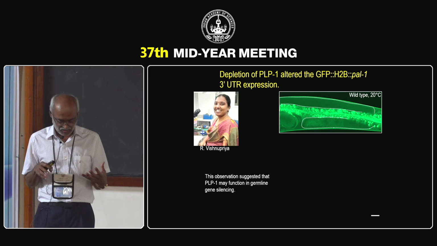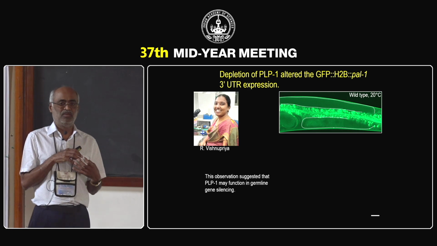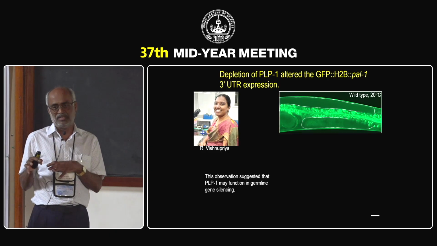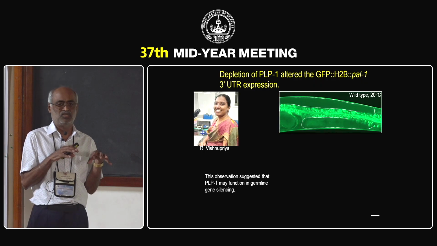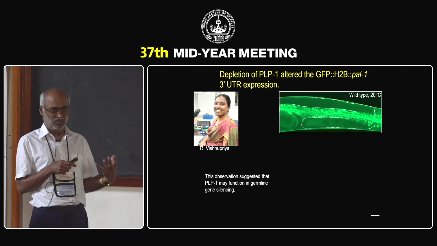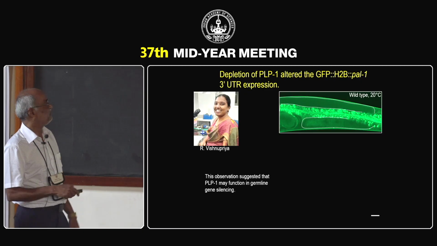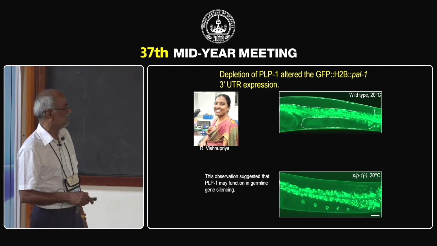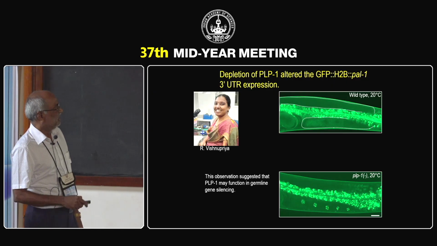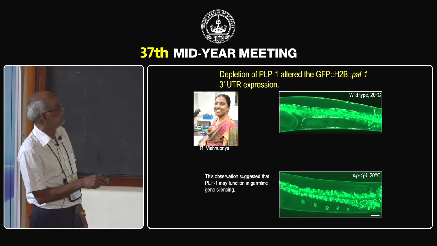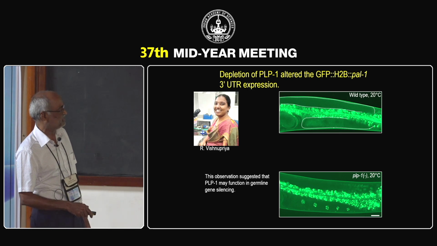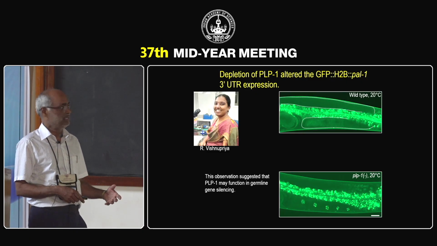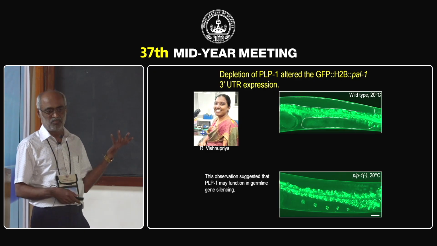So then Vishnupriya started to look at what does it do, and one of the things that we normally do is we focus on translation regulation. So therefore we have reporters in our lab where the reporter expression is governed by the 3' untranslated region. So much of the translation regulation of the germline is via the 3' untranslated region. So we have a bunch of lines and she looked at them, and in one of them what she ended up finding was in PLP-1 mutant, this particular transgene, PAL1 UTR driven transgene, is expressed in the oocytes while it is not expressed in the wild type.